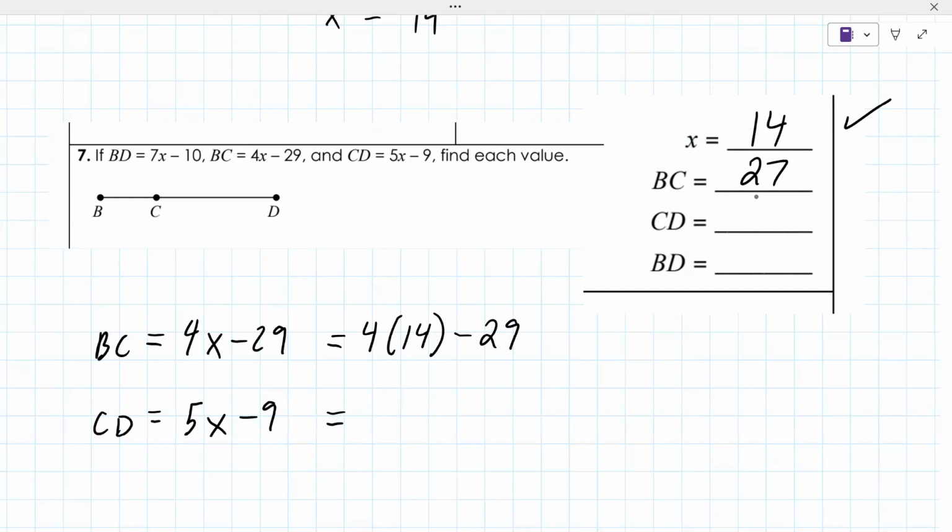Do I also multiply 5 by 14? Yes, you're putting 14 in for x. It's 61. Okay. Now I want you to find BD, the whole length. Okay. 88. It was 88. Very good.